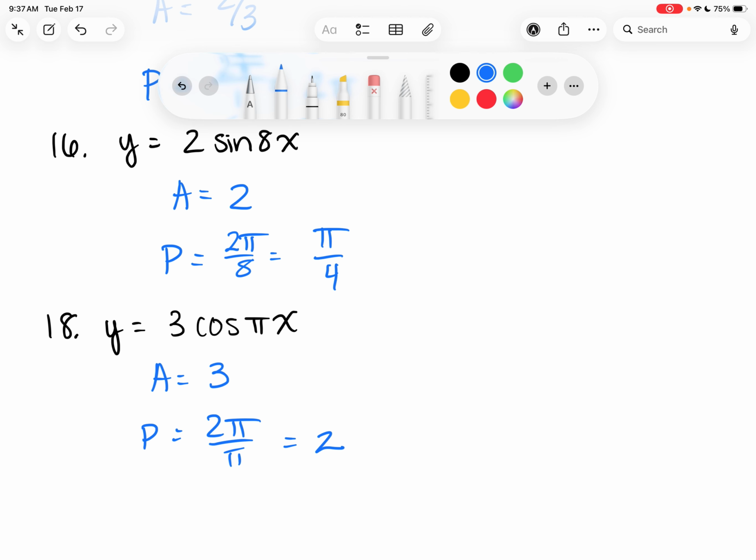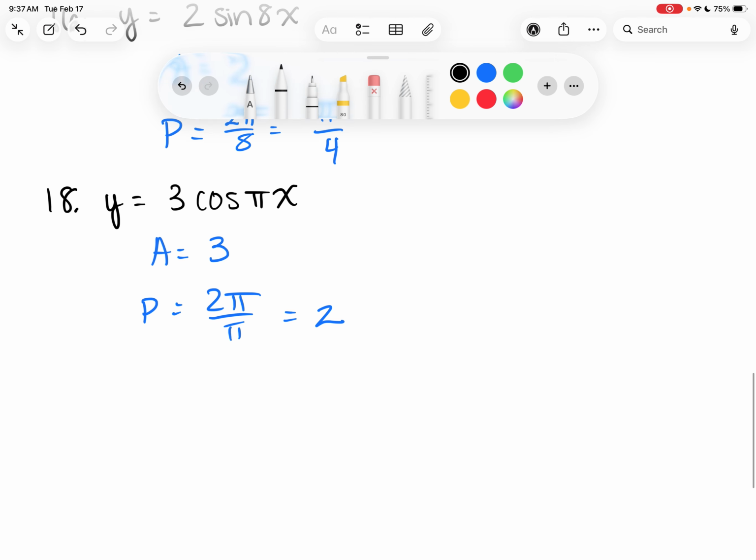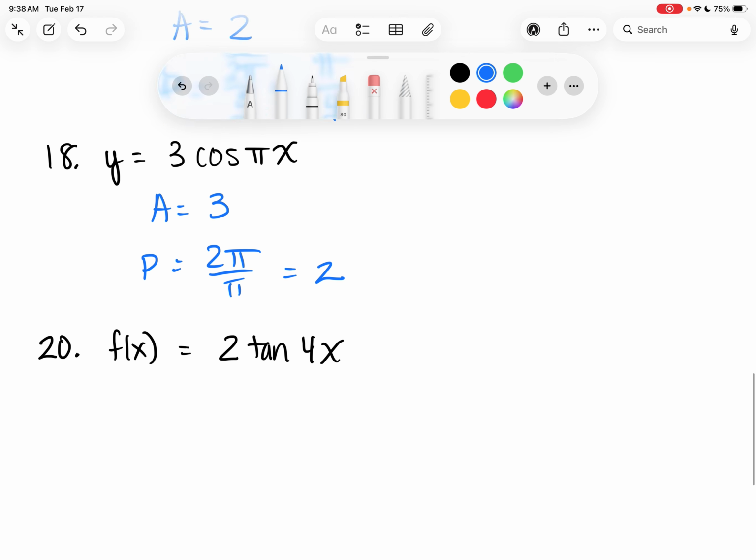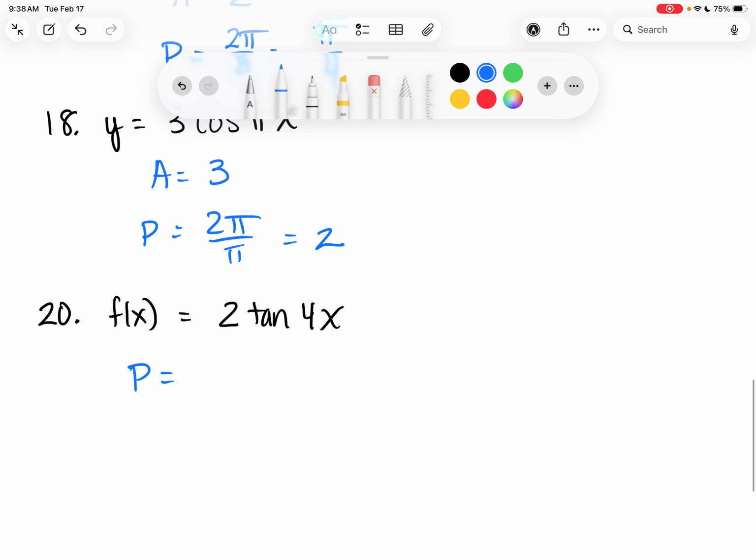All right, how we feel about sine and cosine? Pretty good. Let's hit tangent real quick. Number 20. Tangent is the same as the other two, well, without the amplitude, and we don't do amplitude. All right, so f of x is equal to 2 times the tangent of 4x. I know we wrote it at the top, but just as a quick refresher, period is pi over the absolute value of b.